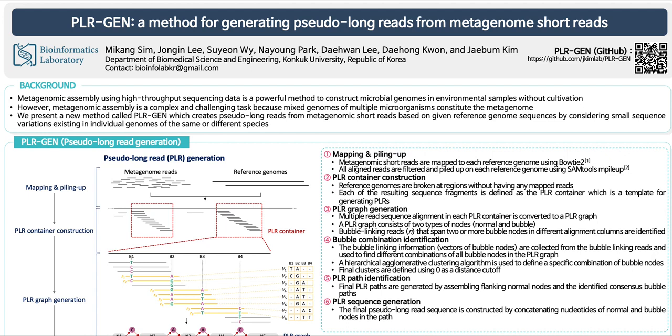Recently, hybrid assemblers that use long reads together with short reads have been developed, but the generation of long reads requires relatively higher sequencing cost than short reads, thus limiting their application for metagenomic assembly. In this study, we present a new method called PLR-GEN, which creates pseudo-long reads from metagenomic short reads.